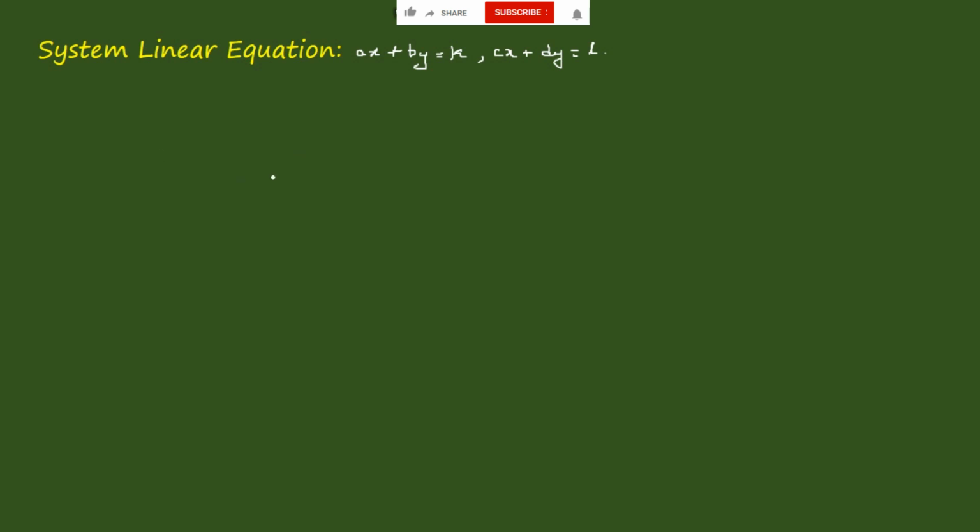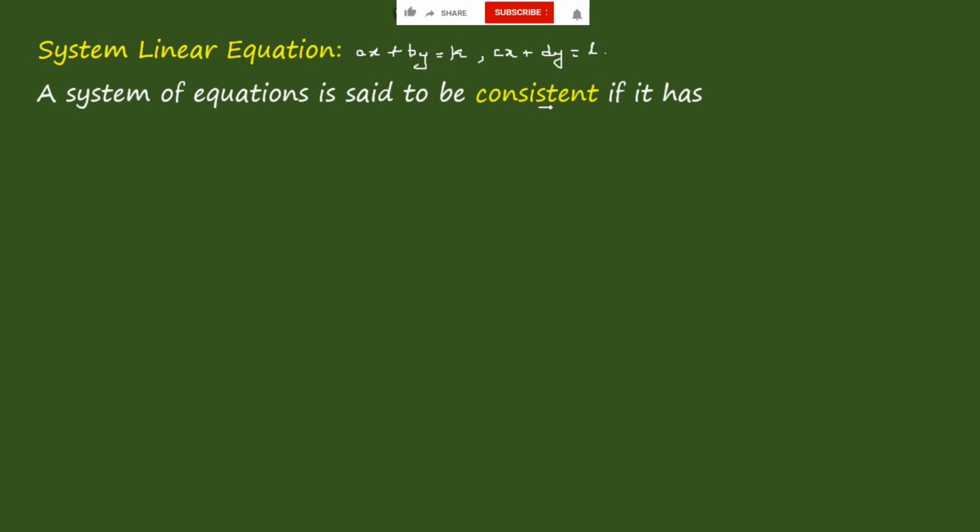There are some important points you have to remember. I'll be telling you one by one. The first one is that a system of equations is said to be consistent if it has a unique solution, a single solution, or infinite solutions. You have two equations, and the question is whether there is a solution for it or not. If it has one solution, a single or unique solution, or infinite solutions, then such equations are called consistent.